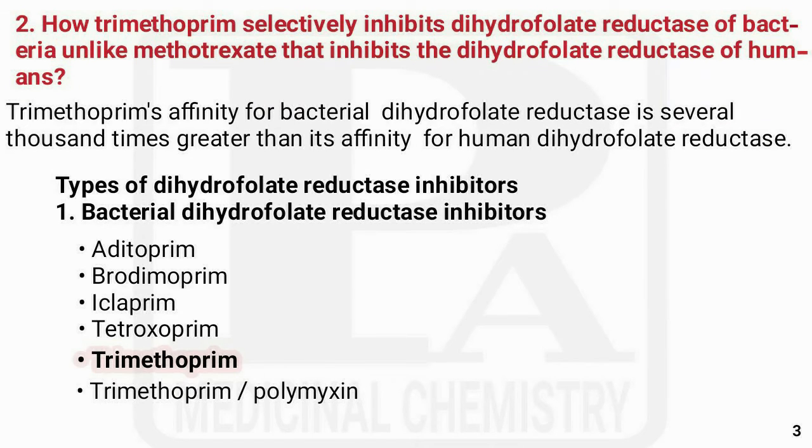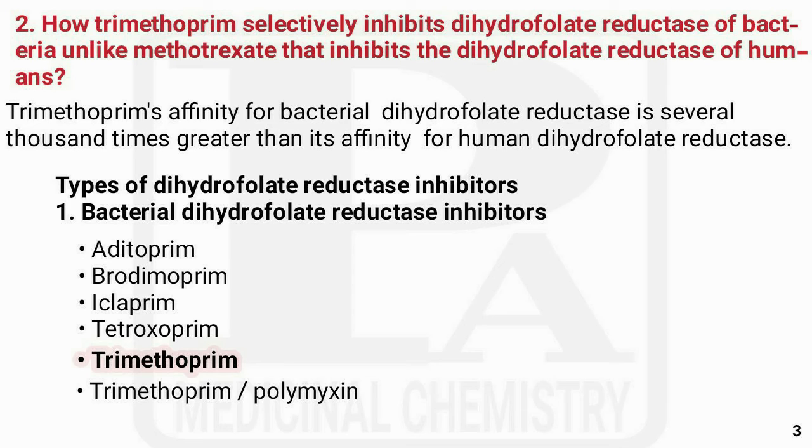The second question is, how does trimethoprim selectively inhibit dihydrofolate reductase of bacteria, unlike methotrexate that inhibits the dihydrofolate reductase of humans? That is an excellent question. The answer for that is, trimethoprim's affinity for bacterial dihydrofolate reductase is several thousand times greater than its affinity for human dihydrofolate reductase. That's why it selectively inhibits bacterial dihydrofolate reductase.